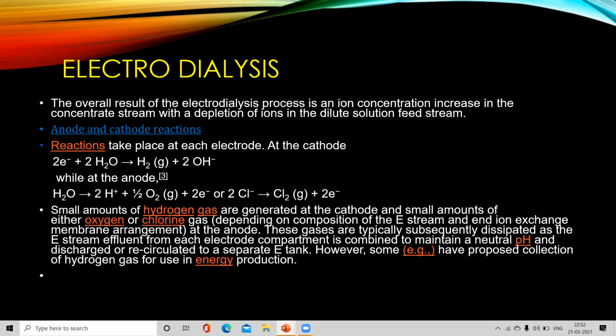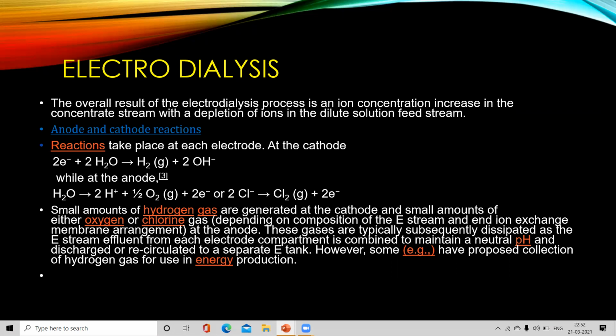Let's see the anode and cathode reactions. Reactions take place at each electrode. At the cathode, two electrons react with water, giving hydrogen gas and two OH minus. While at the anode, water gives H plus ions and oxygen, and chloride gives chlorine: 2Cl minus gives Cl2 plus two electrons.